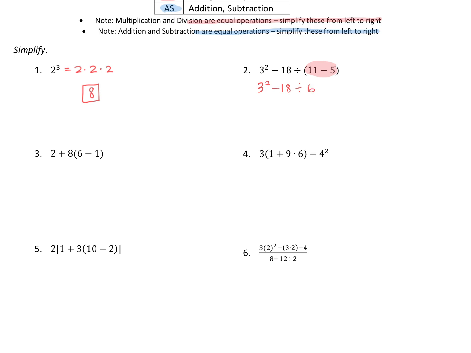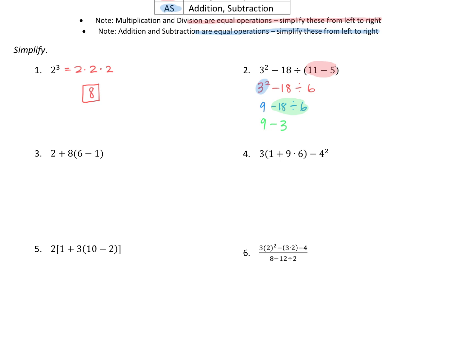Okay, now I've done parentheses. There are no more parentheses. So the next thing I look for is exponents. I do have an exponent, so I'm going to take care of that next. So 3 squared is 9, and I bring down everything else. So I'll have 9 minus 18 divided by 6. Next in my order of operations is multiplication or division. So I can see that I do have a division. So I have negative 18 divided by 6. So I'm going to bring down the 9, and negative 18 divided by 6 is a negative 3.